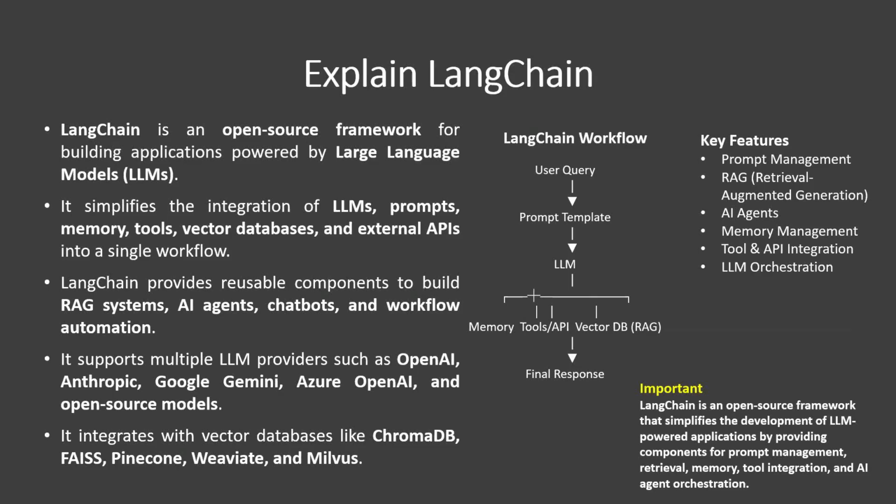What are the key features? In LangChain we can observe prompt management, RAG, AI agents, memory management, tool and API integration, and LLM orchestration. These are some of the key features we need to know in the case of LangChain. The important point we need to remember here is that LangChain is an open source framework that simplifies the development of LLM-powered applications by providing components for prompt management, retrieval, memory, tool integration, and AI agent orchestration.